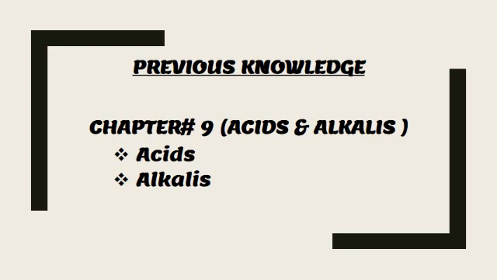Acids and alkalis both conduct electricity. It means they both are electrolytes. Acids turn blue litmus red and alkalis turn red litmus blue. Acids have pH less than 7 and alkalis have pH more than 7. We have also discussed the uses of alkalis and acids. They both are used in various places in our daily life, so they both are important.